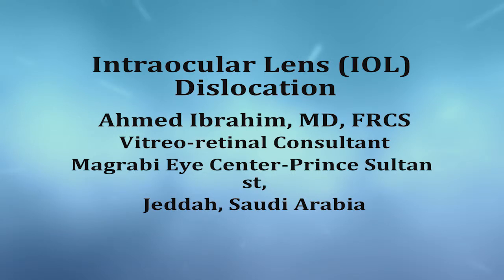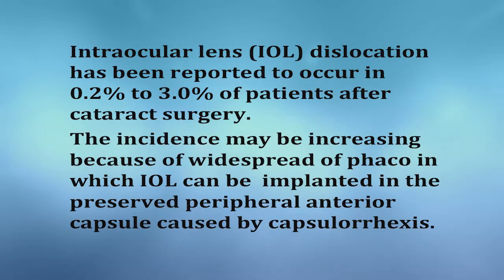Our first talk is intraocular lens dislocation. Intraocular lens dislocation has been reported to occur in 0.2% to 3% of patients after cataract surgery. The incidence may be increasing because of the widespread use of phaco, in which the IOL can be implanted in the preserved peripheral anterior capsule created by capsulorhexis.